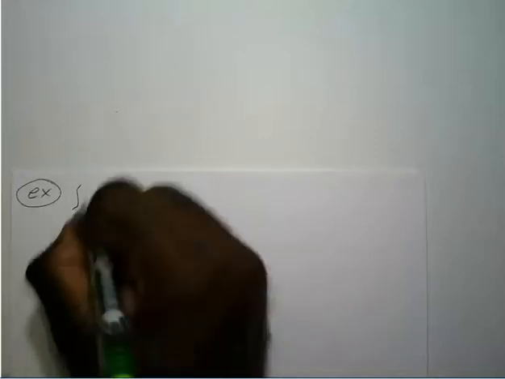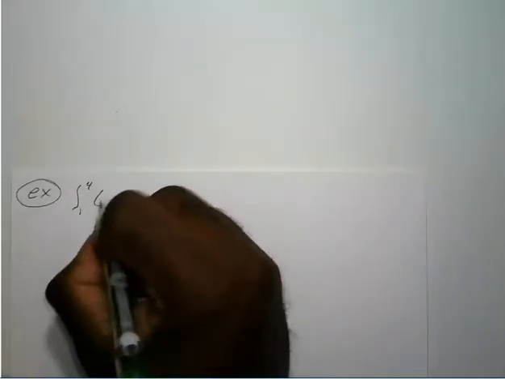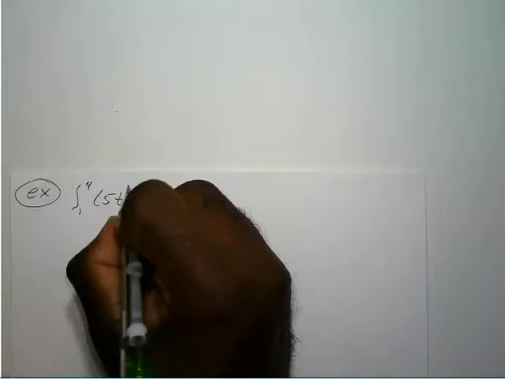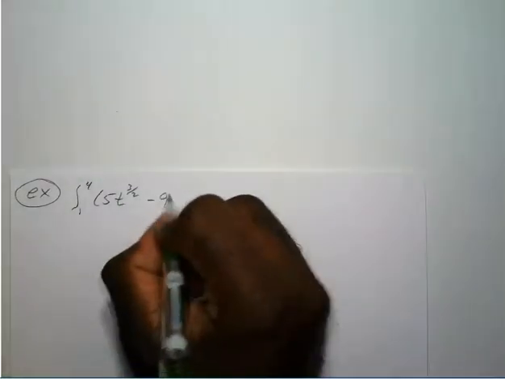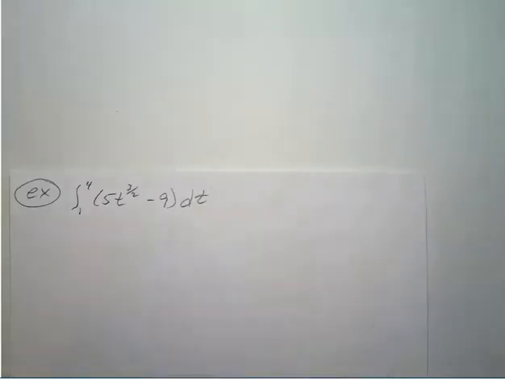All right, so for this example, say we have the integral from 1 to 4 of 5t to the 3/2 power minus 9 with respect to t.